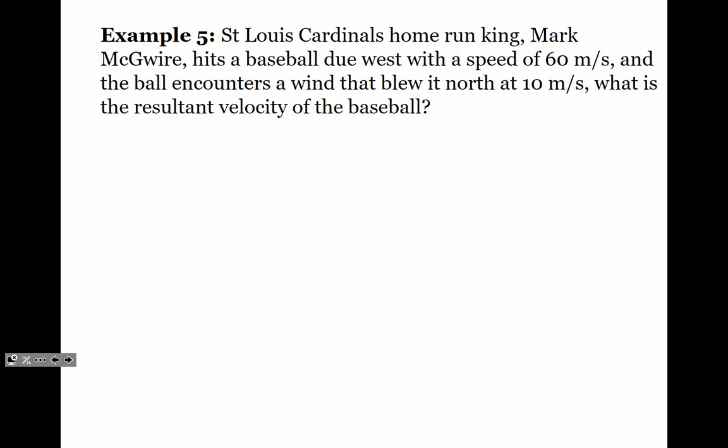So we have a pretty interesting situation here where the ball is going west 60. So this is 60 meters per second. And the wind is encountering the ball and it blows it this way, north 10 meters per second. All right, so my resultant, or now my hypotenuse, is that.